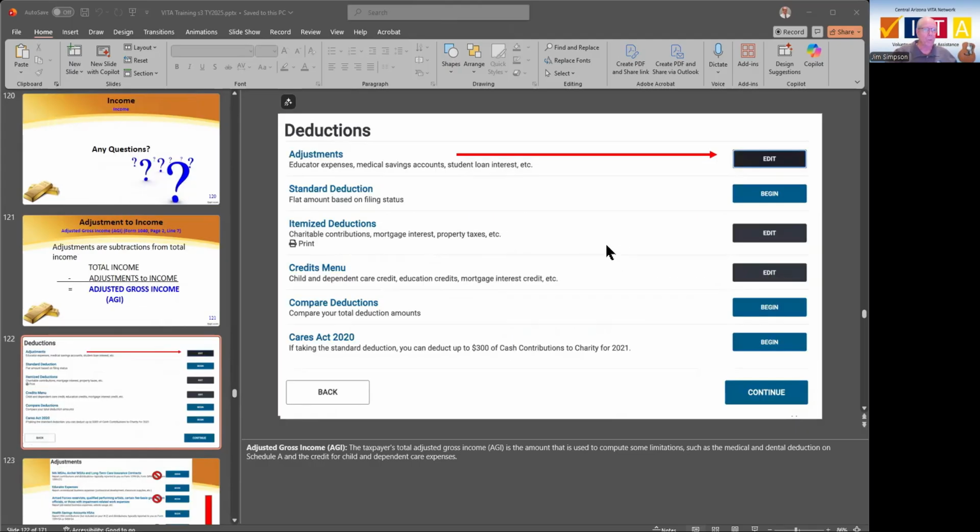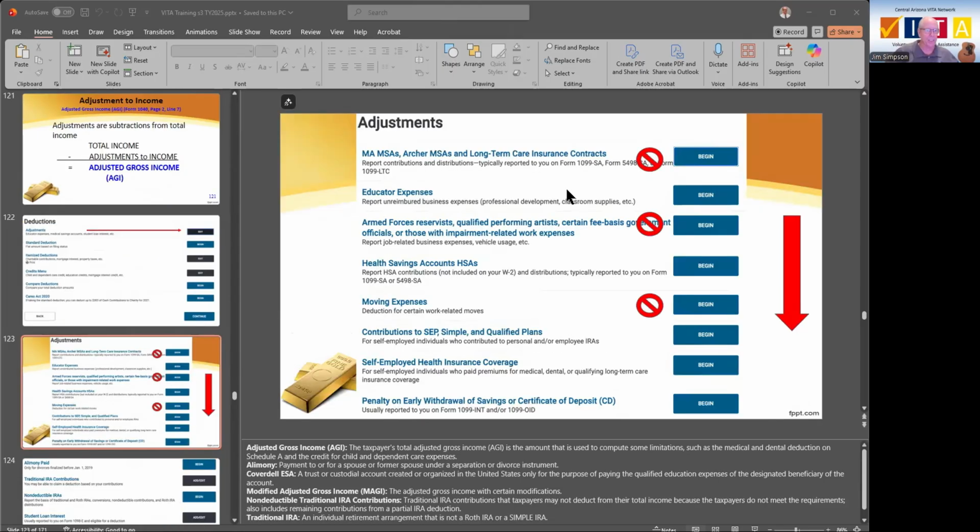Okay. So here's where you get to the adjustment screen. Of course, it's under the deduction screen in TaxLayer. And here's adjustments, and we're going to talk about several of these in just a second. You see that several are out of scope. If you see anything like medical savings accounts, MSA or Archer MSAs, long-term, those we don't do. We do educator expenses. I'm going to talk about that in a second. We don't do anything about armed forces reservists or qualified performing artists. We do health savings accounts, and we're going to spend a little bit of time today on that.